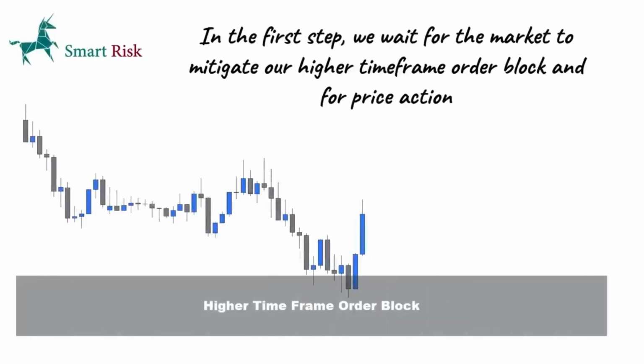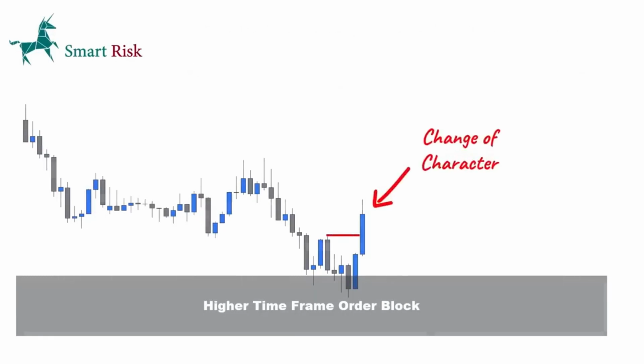In the first step, we wait for the market to mitigate our higher time frame order block and for price action to show its next move. Now, the first thing we are waiting for to appear is a change of character. A change of character signals that the short-term downtrend is over, and the price can start to move to the upside. So, after the market makes a change of character, that is when we look to execute our trade. Usually, we witness two common patterns, and this is the way we place our orders.